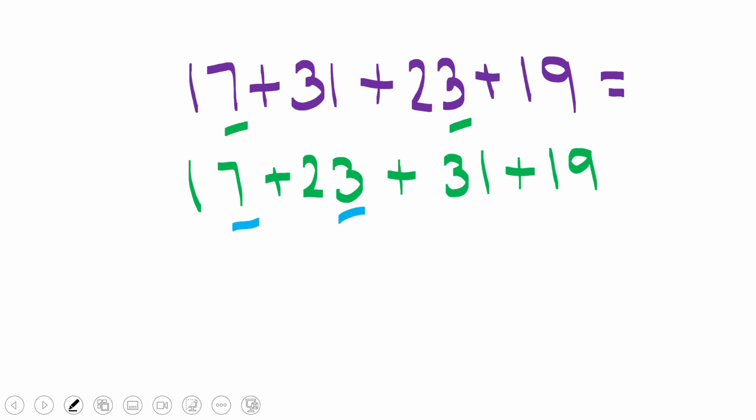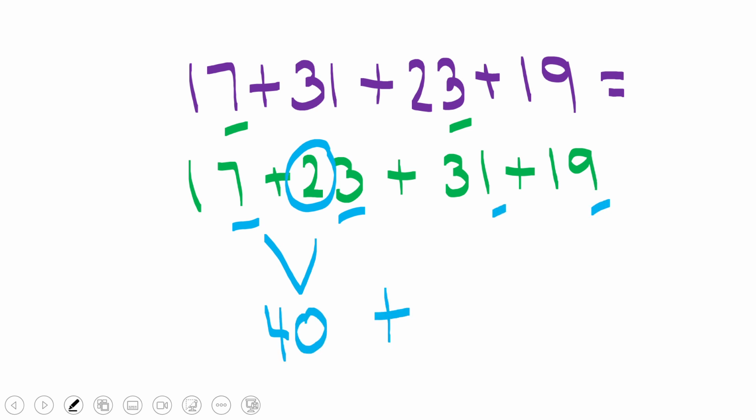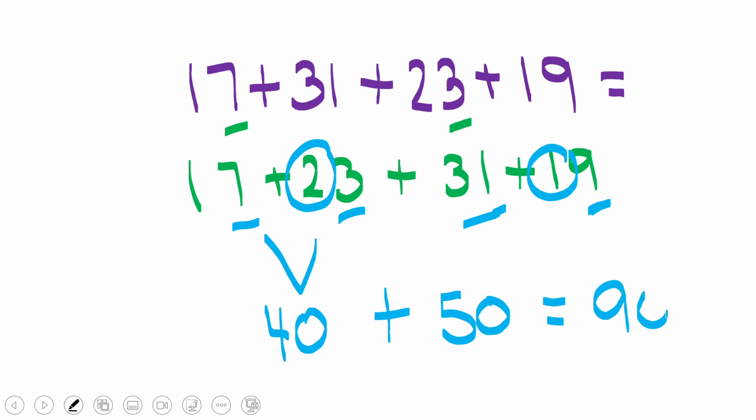17 plus 3 is 20. Plus another 20 renames this whole part of the expression as a 40. Plus 1 plus 9 is 10. So 31 plus 9 is 40. Plus the 10 left over, 50. 40 plus 50 is 90.